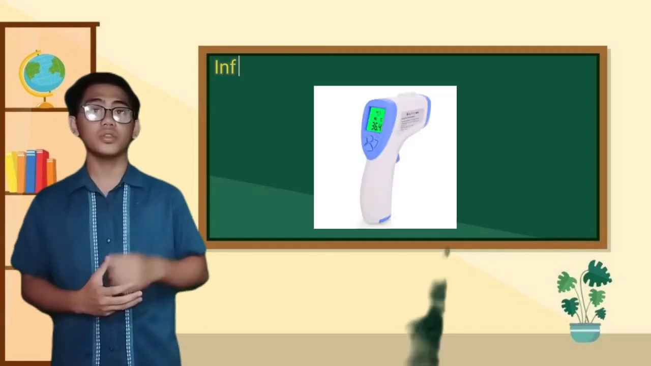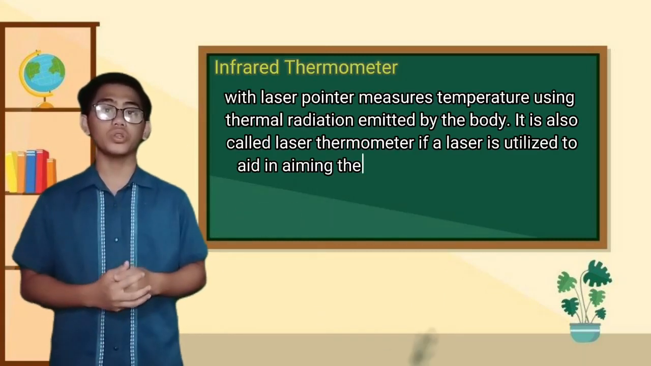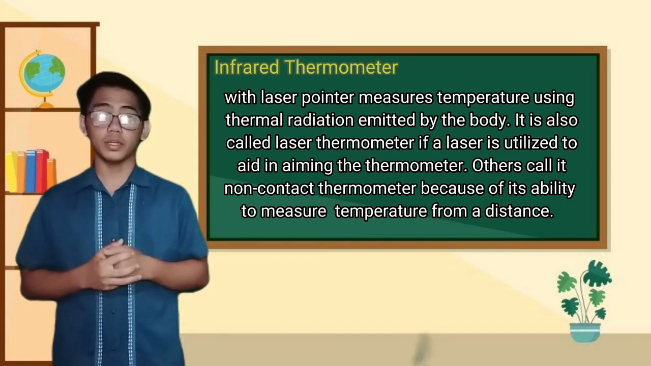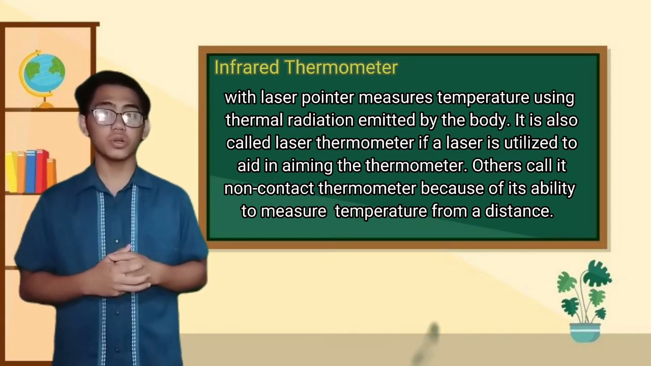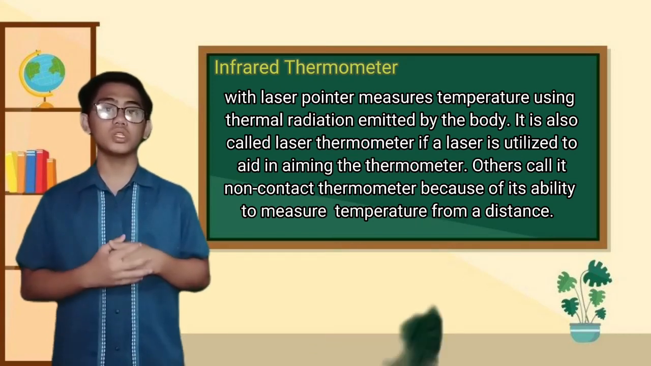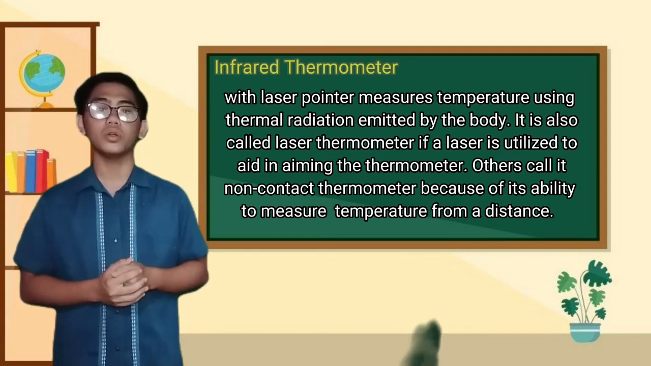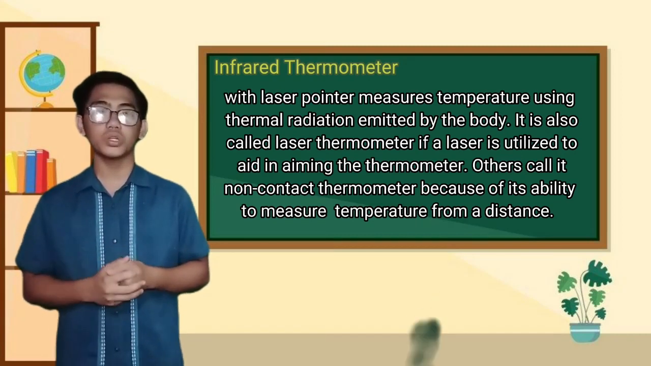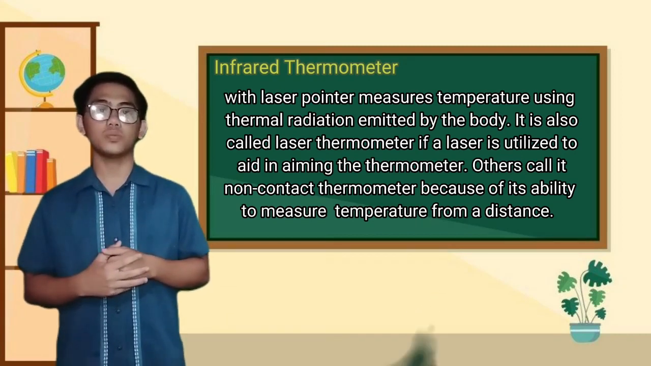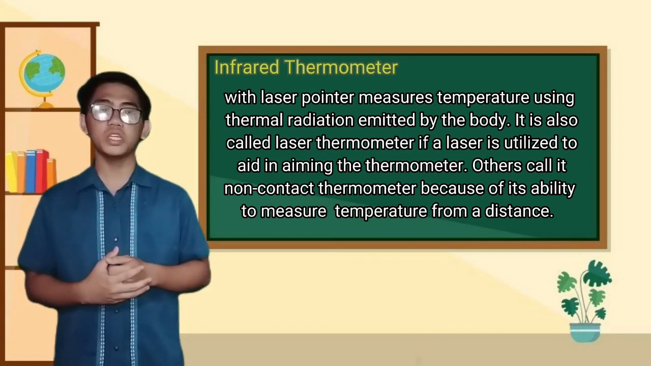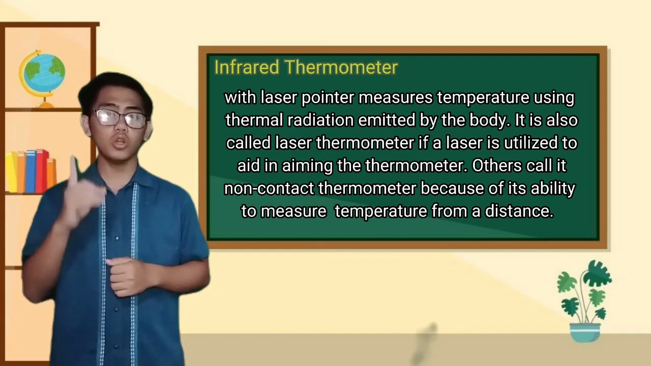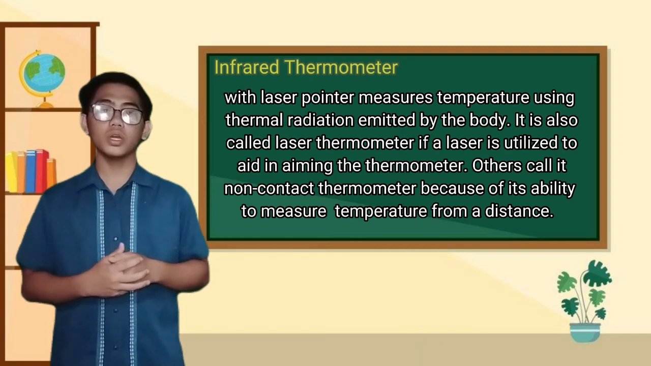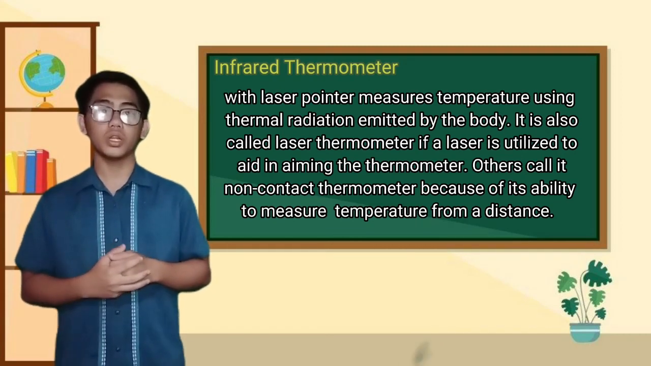Next is infrared thermometer. With a laser pointer, it measures temperature using thermal radiation emitted by the body. It is also called laser thermometer. If a laser is utilized to aid in aiming the thermometer, others call it non-contact thermometer because of its ability to measure temperature from a distance. It provides a temperature reading without physically touching the object. All you have to do is aim at the object, as in the forehead. Pull the trigger, and immediately you can see the temperature reading on the LCD.